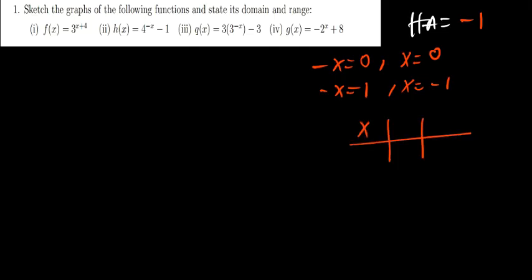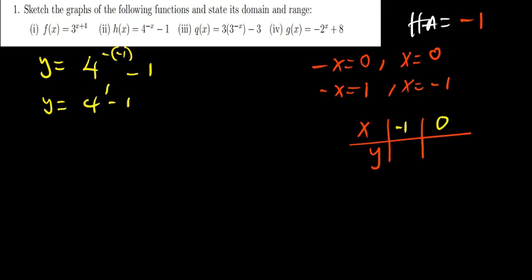This is x, this is y. When x is 0 and when x is negative 1, I can start with negative 1, you can start with any anyway. Negative 1, then 0. When x is negative 1, y will be equal to 4 raised to the power negative 1 times negative 1, so it's 4 raised to the power 1, minus 1. Y is equal to 4 to the power 1, minus 1.